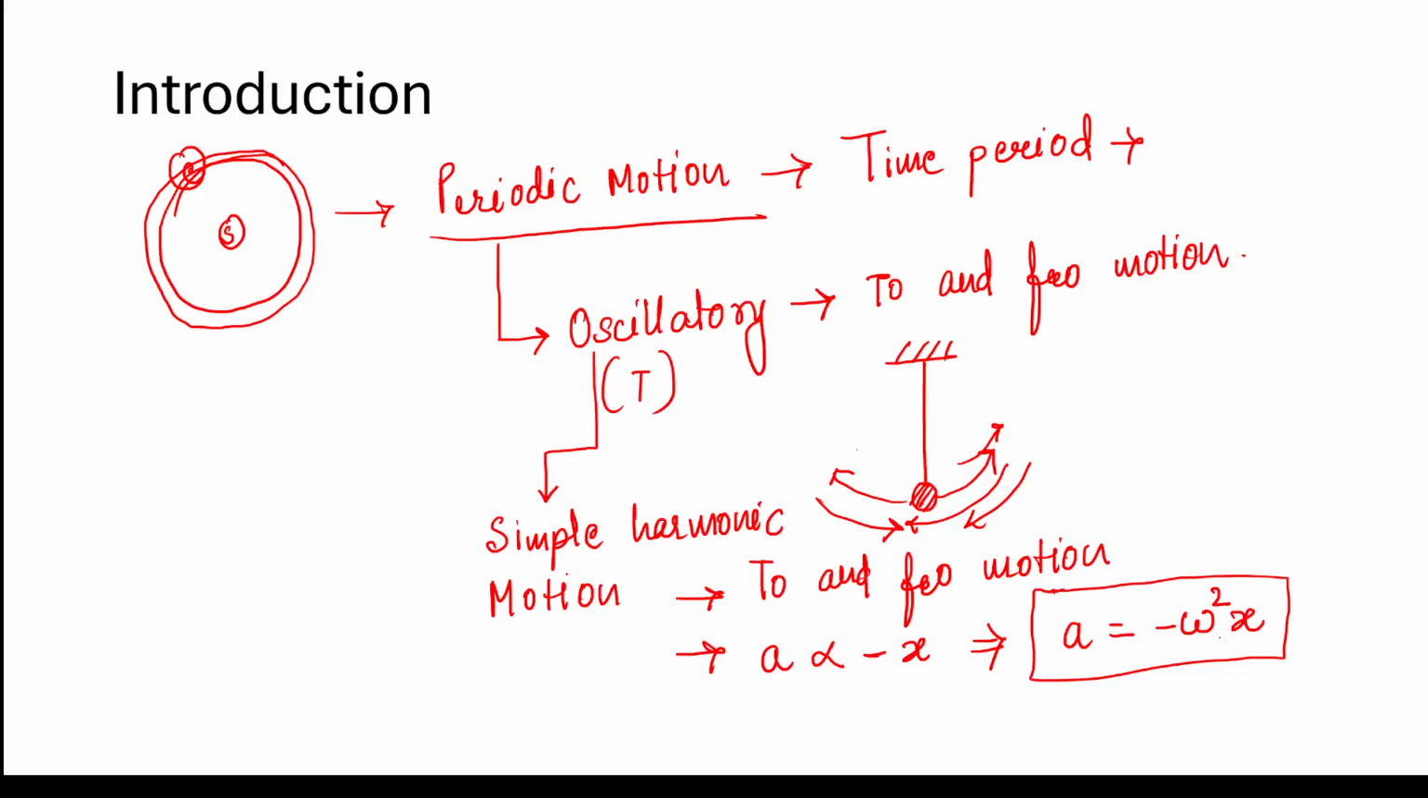Now, what is this omega square? I'm just doing this quantitatively right now, and I'm going to explain what it means in a second. In omega square x, omega is a constant which comes from the time period: 2 pi over T. Because simple harmonic motion is an example of periodic motion, it will have a time period. That time period, 2 pi over time period, gives you omega.